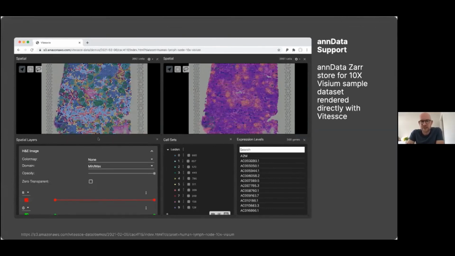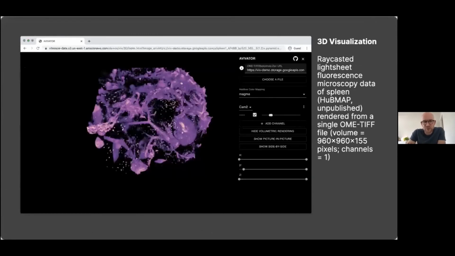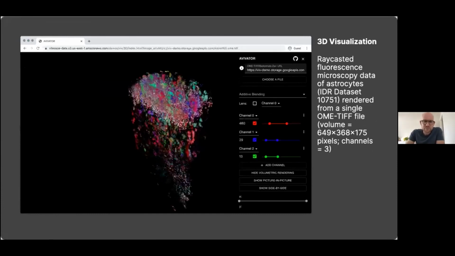So here's a common assay called Visium by 10x that has a spatial component to it, and we can create visualizations on the fly with Vitessce. Vitessce can also, or will be able to, in a couple of days, do raycasting and three-dimensional tissue imaging. So you can look at volumetric data as well directly in this tool, where our imaging library can do that.